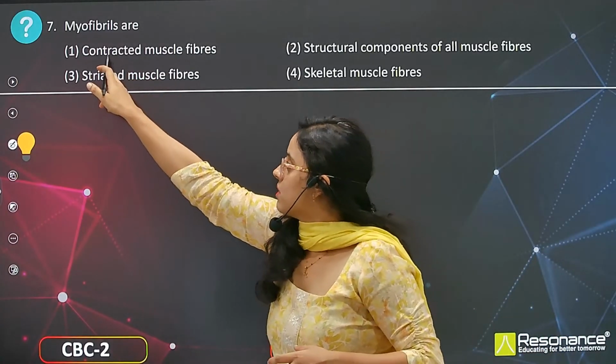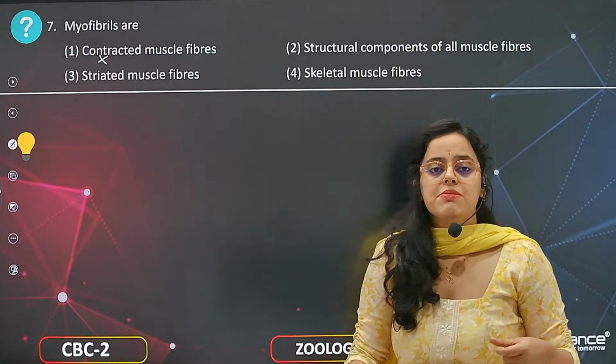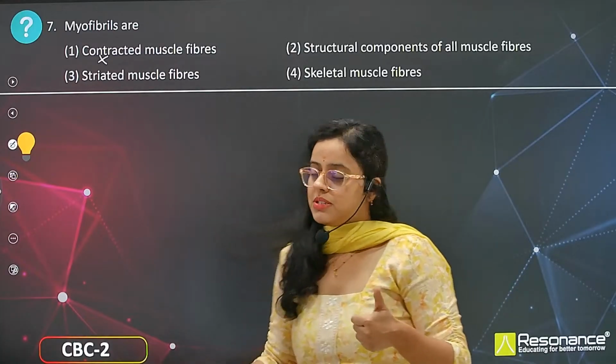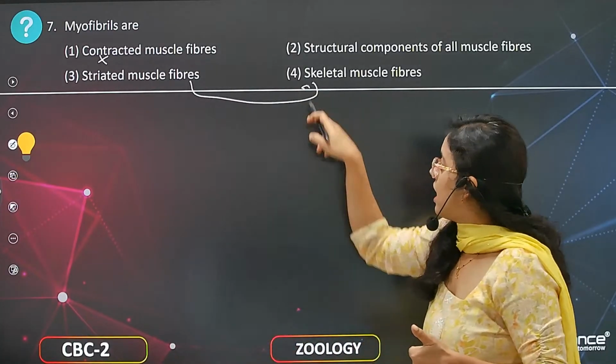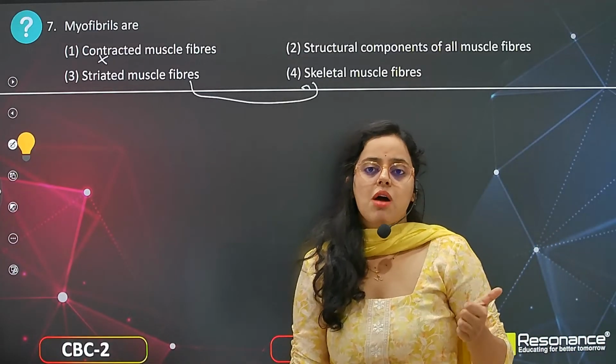So the option is not correctly framed. Striated muscle fibers, which means he is talking about voluntary muscles, that is skeletal muscles. So striated and skeletal are one and the same thing. The second one is the structural component of muscle fiber.